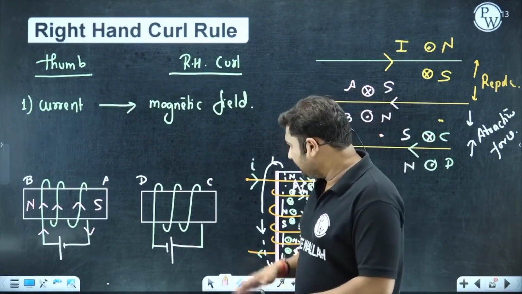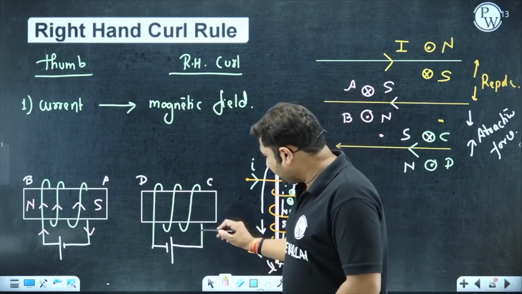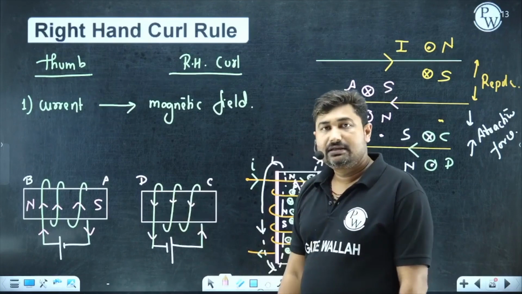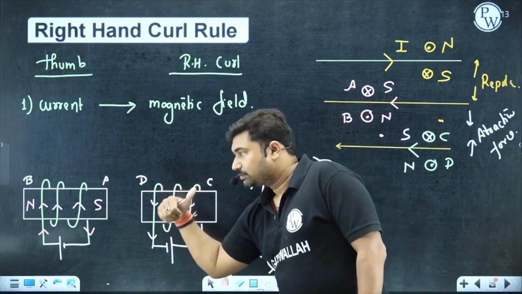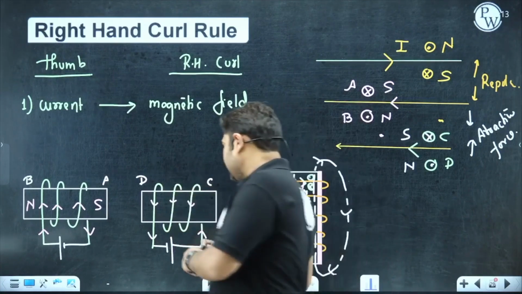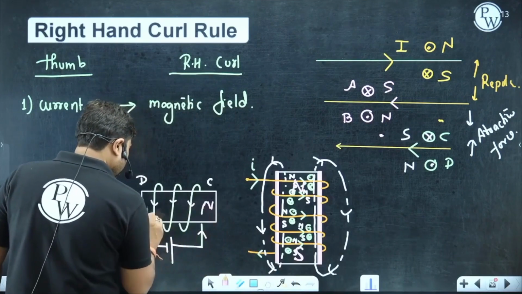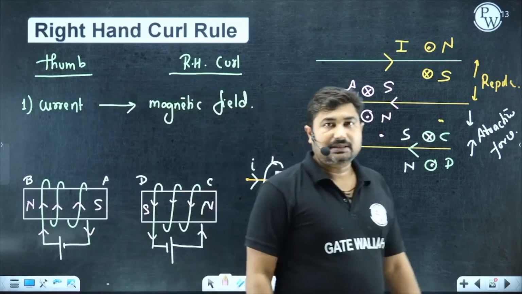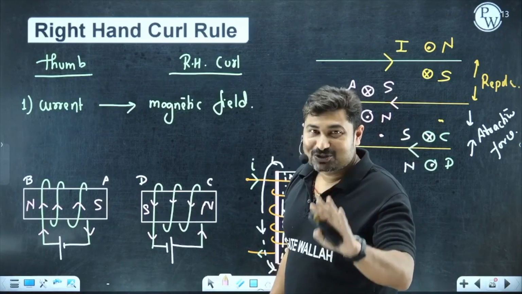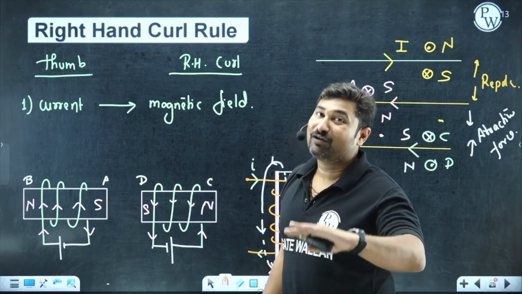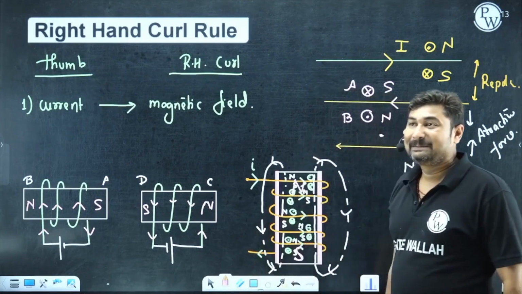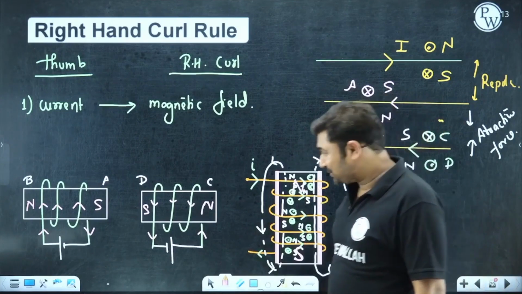Is it okay? Similarly in this one, the current is flowing in this manner. So what is the polarity? As per the right hand curl rule, this is going to be the north and this is going to be the south. So now you can mark the polarity of an electromagnet, and you can also make the polarity of the electromagnet as per your choice.